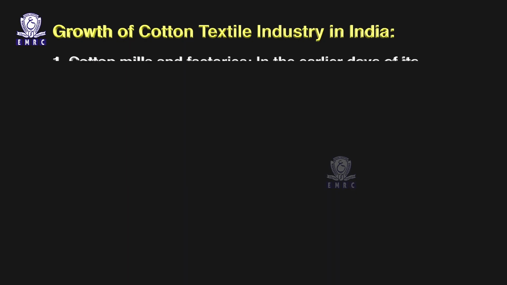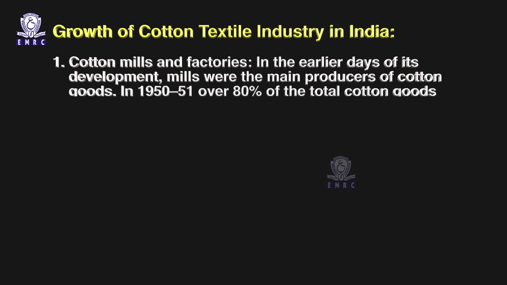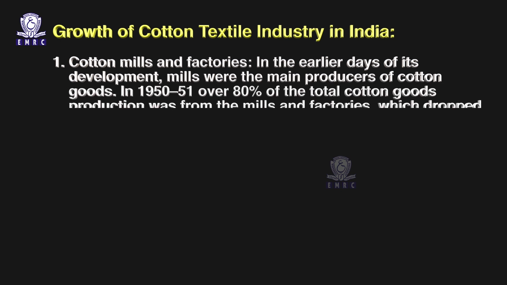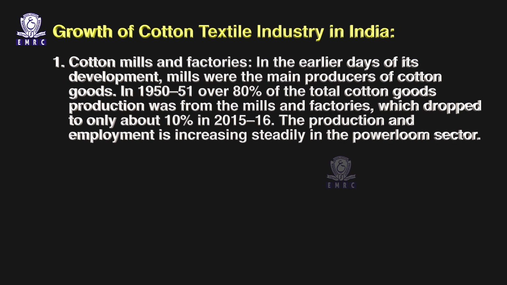Cotton mills and factories. In the earlier days of its development, mills were the main producers of cotton goods. For example, in 1950-51, over 80% of the total cotton goods production was from the mills and factories, which dropped to only about 10% in 2015-16. The production and employment is increasing steadily in the power loom sector.